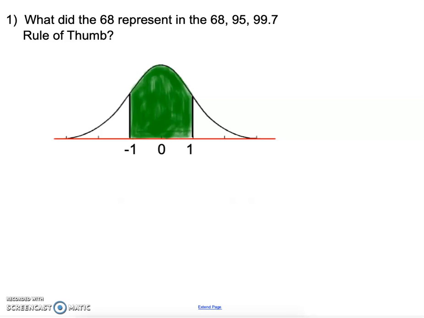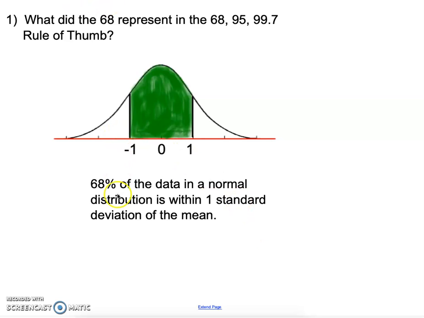What did the 68 represent in the 68, 95, 99.7 rule of thumb? Pause the video, take a guess, then play. Okay, in any normal distribution, 68% of the data is within one standard deviation of the mean. Mean is in the middle of the graph, one standard deviation each way. The green section represents 68% of the entire data.